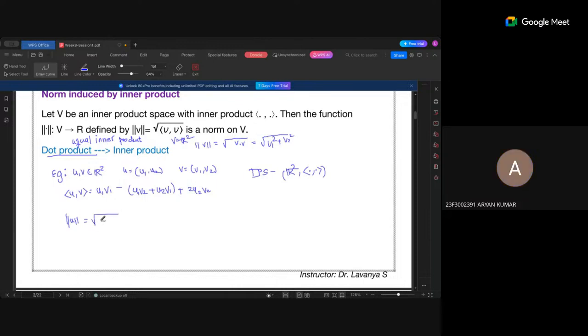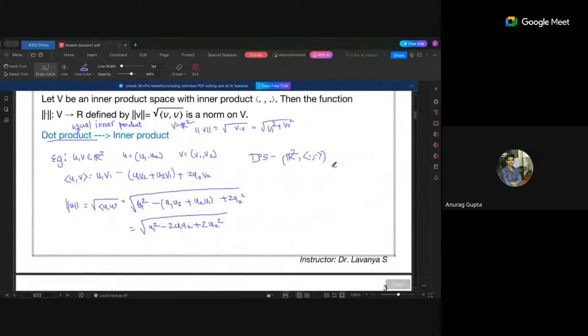It's U1 square plus U2 square. Here, what is U1? U1 V1 is nothing but U1 square minus U1 U2 plus U2 U1 plus 2 U2 square, the whole square root. So this is nothing but square root of U1 square minus 2 U1 U2 plus 2 U2 square. Okay? So this is the norm induced by this inner product. Fine.